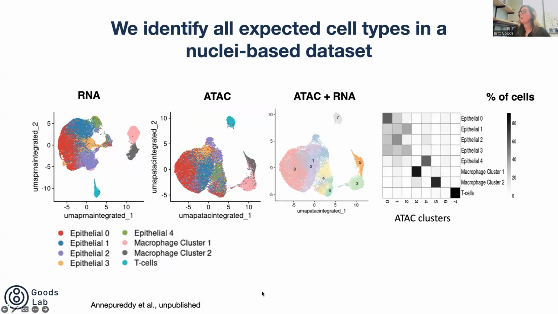And it's a really high quality data set. This is showing how our ATAC clusters actually map to our RNA clusters, which was really nice to see, that we have good mapping across most of our ATAC clusters. So then what's the first question we could ask?